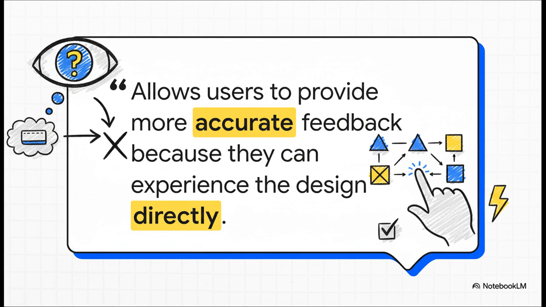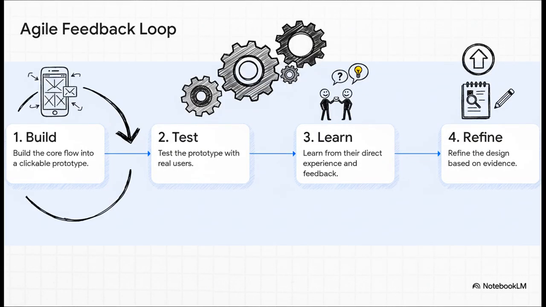Big difference. And what this does is it kicks off this amazing engine for improvement, the agile feedback loop. You build the basic flow. You test it with real people. You learn from what they do. You refine the design based on that learning. And then you do it all over again, getting smarter and better with every single cycle. This is what makes a design great.